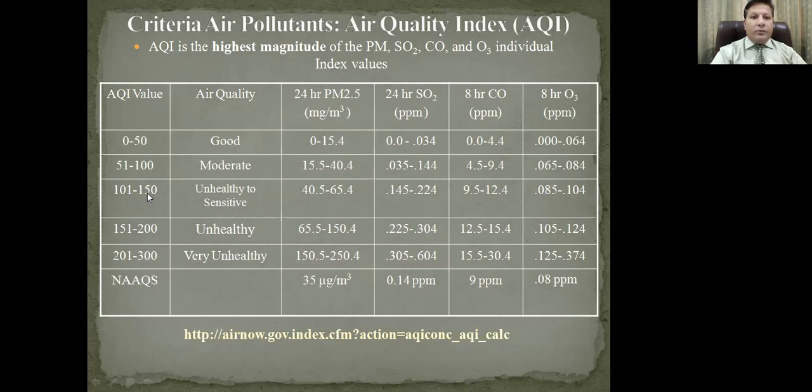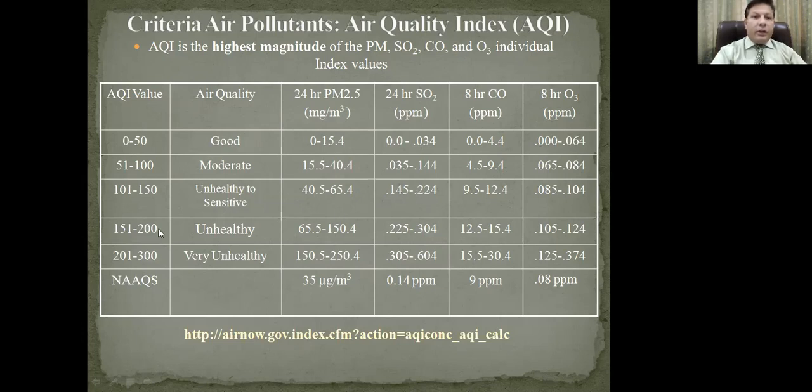For an air quality index of 101 to 150, as you will see here, it is unhealthy for sensitive people. Particulate matter concentration 40 to 65. Sulfur dioxide concentration 0.1 to 0.2. Carbon monoxide 9 to 12, a thick margin. Ozone concentration 0.08 to 0.1, a very thin margin. Sulfur dioxide also has a thin margin.